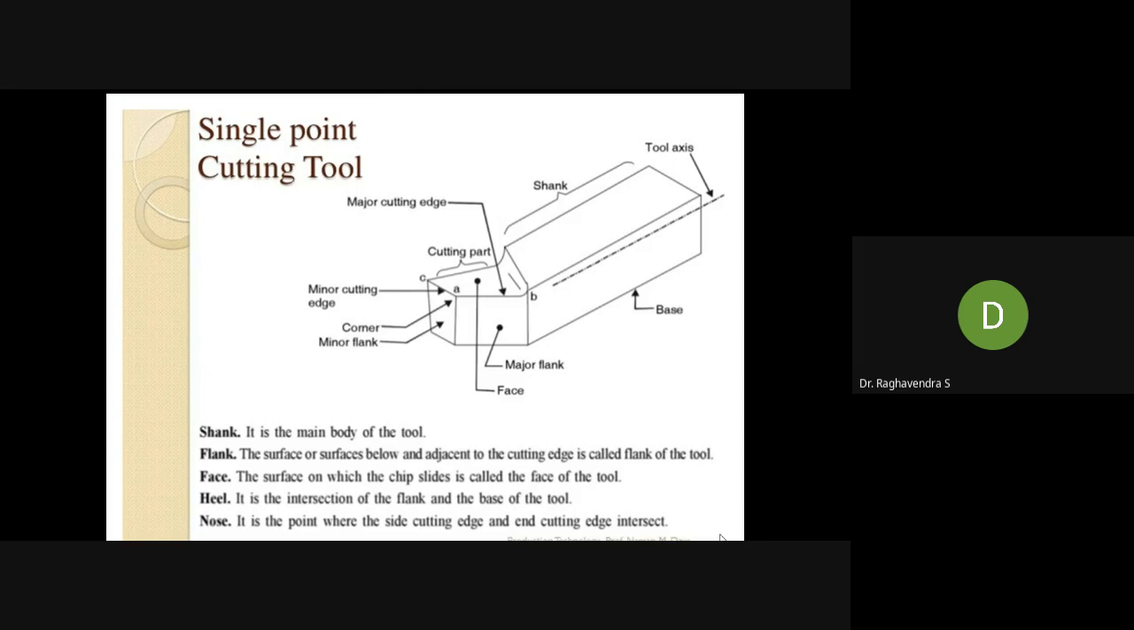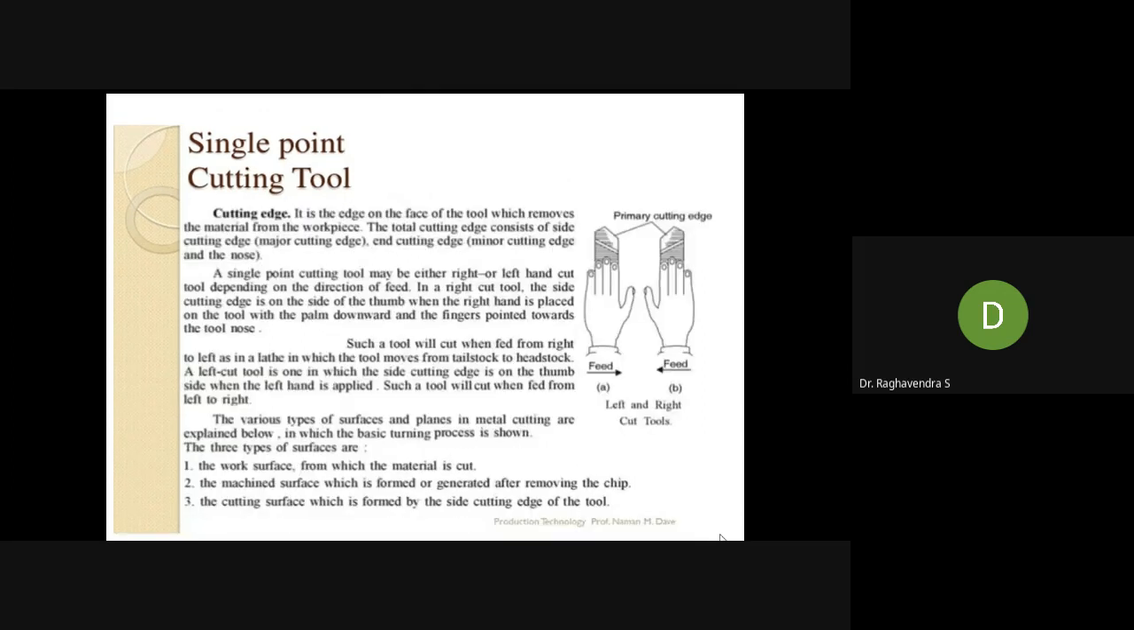Face: the surface over which the chip slides is called the face of the tool. You see that face. What is that face? Whenever this material is cut, these chips will flow over this. They slide over the surface. That is called the face. So you need to remember this diagram, this single point cutting tool. This is a very important question for examination purposes. Right.